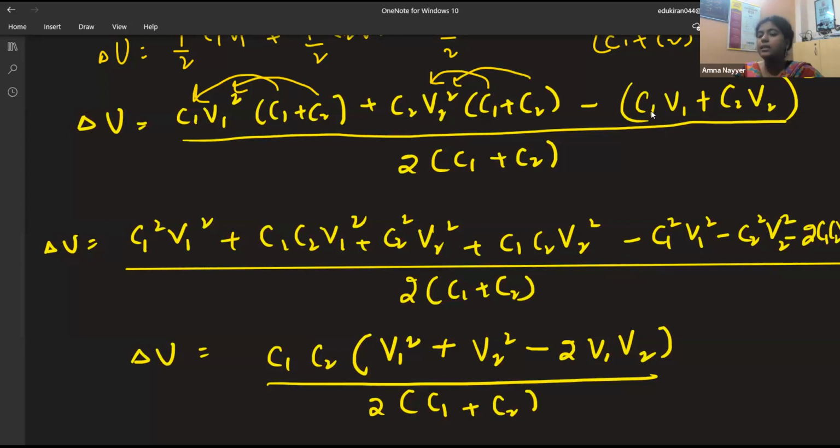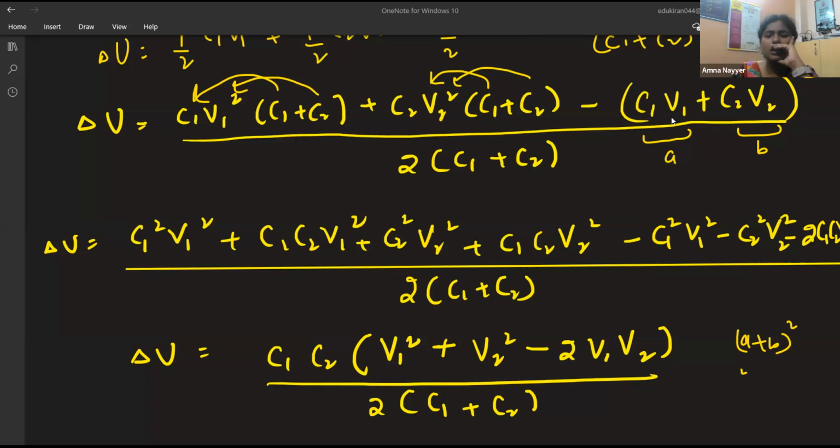Fine. Now minus C1 V1 plus C2 V2 whole square. Can we take this as A and this as B? So that becomes A plus B whole square. What is this identity A plus B whole square? A square plus B square plus 2AB. This is the identity. But since we are having a minus sign, this becomes minus A square minus B square minus 2AB, because of that negative sign.